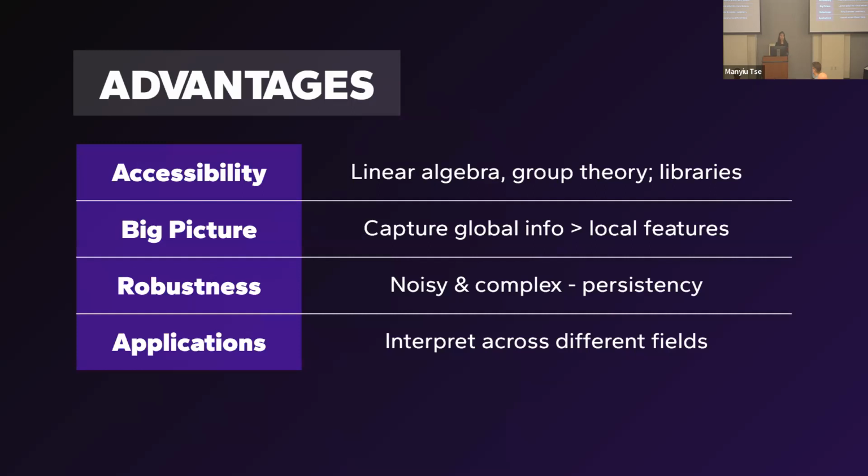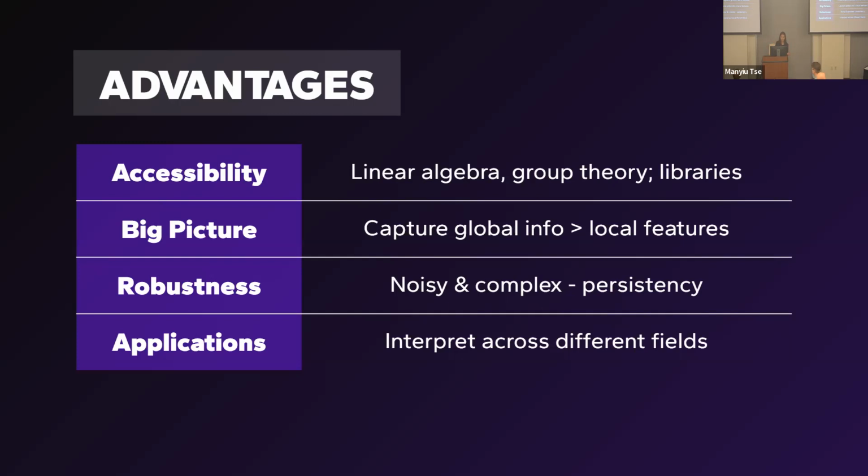The calculations are fairly accessible. You would only need knowledge of linear algebra and some group theory. And there are also a lot of libraries out there in Python and packages in R that you could use to calculate the homology and give you the information. The second advantage is that it looks at the big picture of the data. So instead of looking at how the data points are similar to one another, you would look at the overall structure. You would look at the shape.